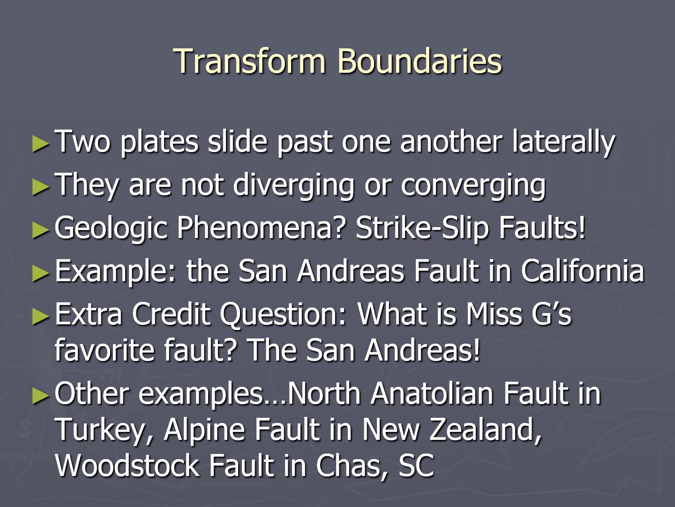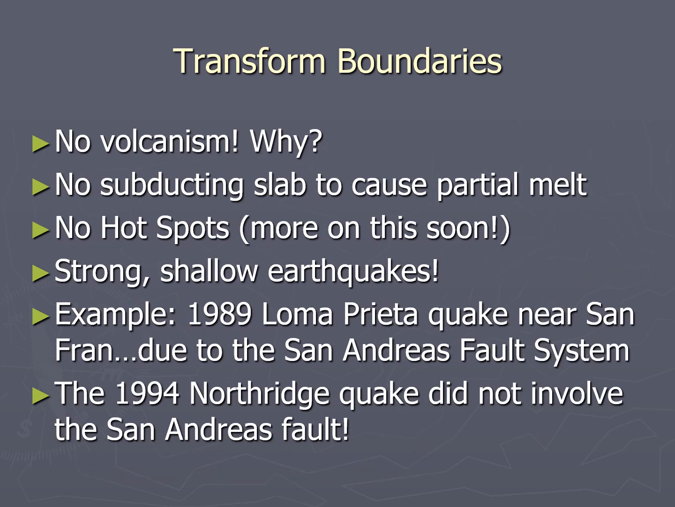So the best example is the San Andreas Fault in California, which is an 800-mile-long strike-slip fault. It is also a transform boundary. It's where the Pacific plate moves sideways with respect to the North American plate. Other examples would be the North Anatolian Fault in Turkey, the Alpine Fault in New Zealand, and the Woodstock Fault in Charleston, South Carolina.